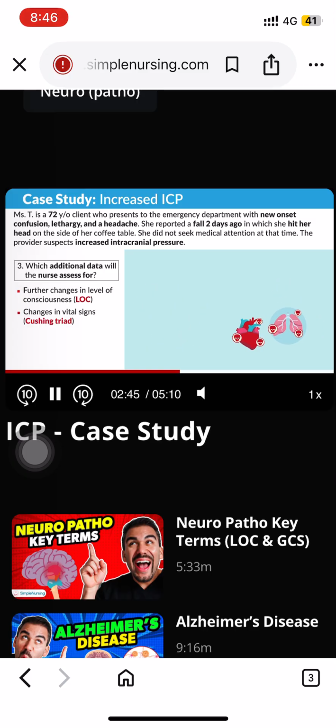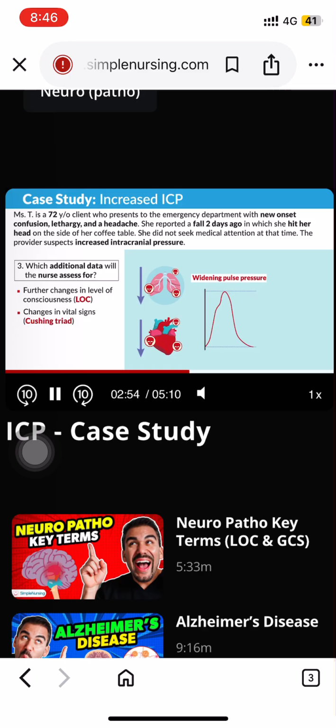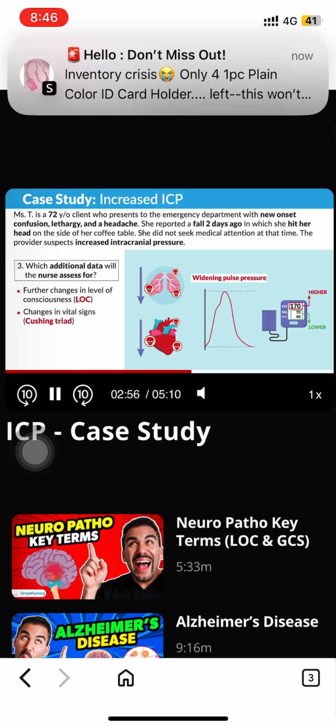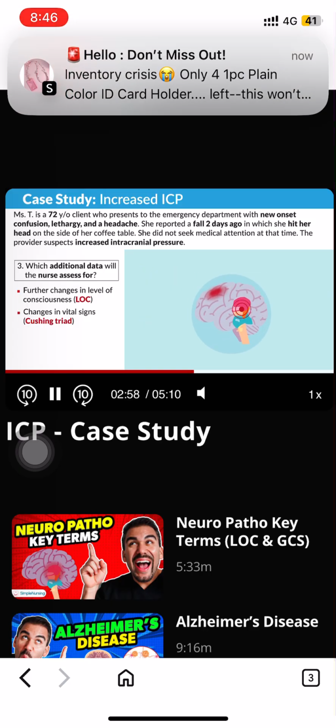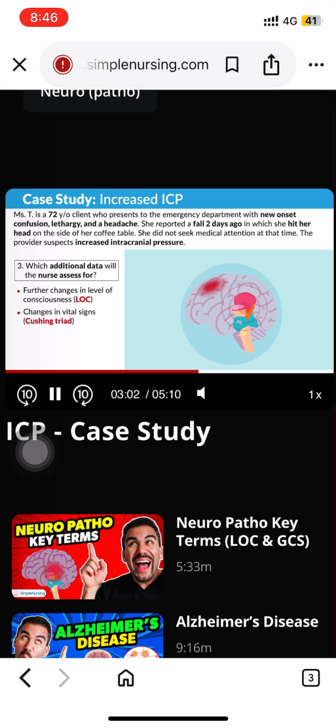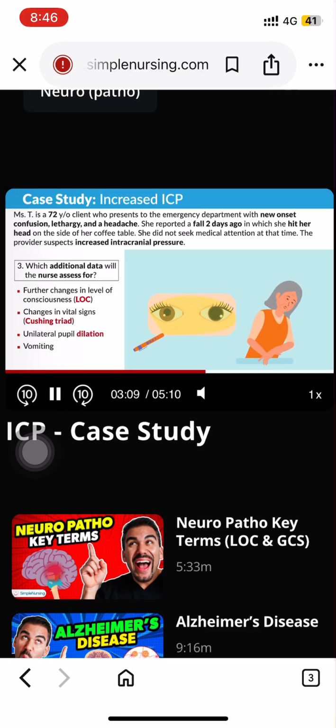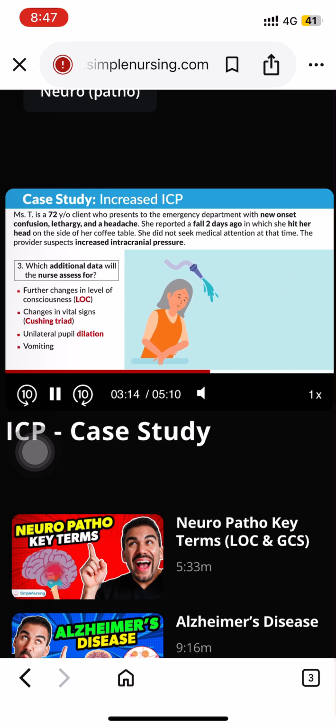So remember, for Cushing's triad, we basically have crushed respiratory rate and heart rate with a widening pulse pressure, basically meaning the blood pressure numbers are wide apart as the brainstem gets crushed from all this pressure inside the head. Now, the next 2 key points are unilateral pupil dilation and also vomiting, more specifically projectile vomiting. So all are classic signs of increased ICP.